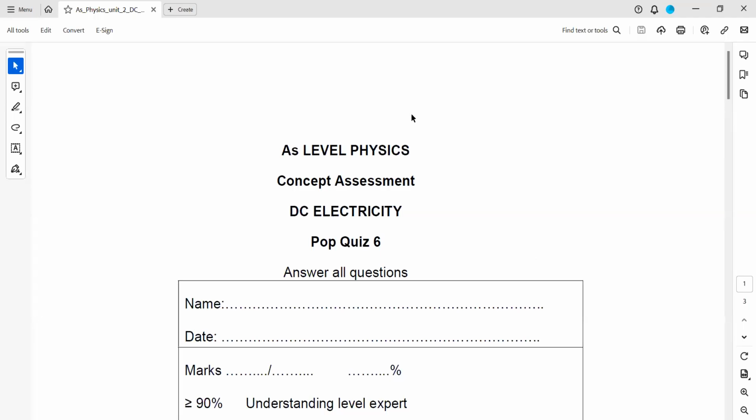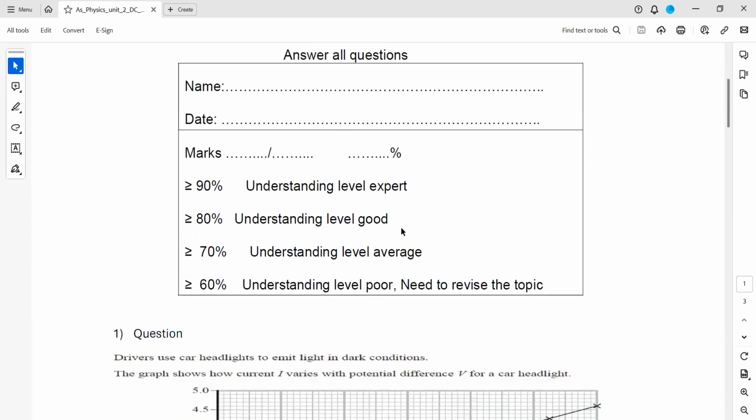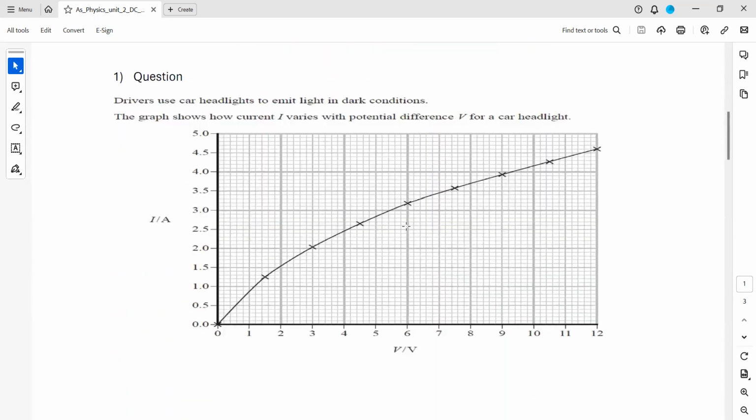So this one is DC electricity pop quiz 6. In the first question, a driver uses the car headlights to emit light in dark conditions. As you can see, a graph is there.